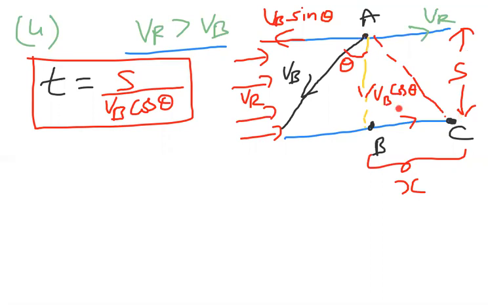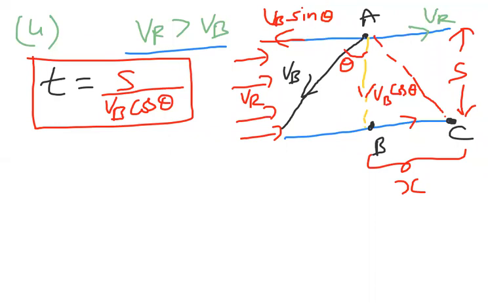In this direction, speed is VB cos theta. But for X, we have two speeds. X is horizontal. In vertical, only one speed, VB cos theta. But in horizontal X, we have two speeds: one is VR, the other one is VB sin theta. In horizontal, we have two speeds, not one speed. For the horizontal drift distance X, we have to consider both VR and VB sin theta.